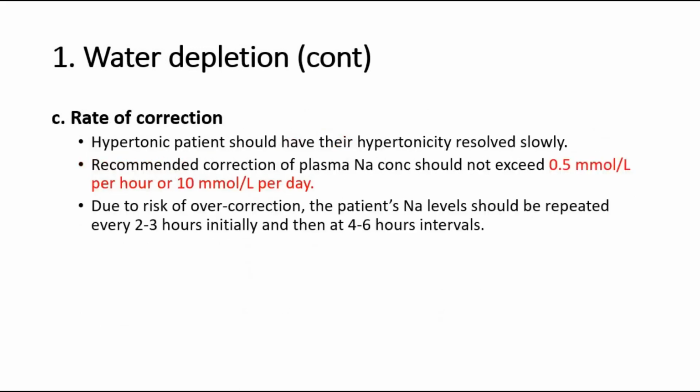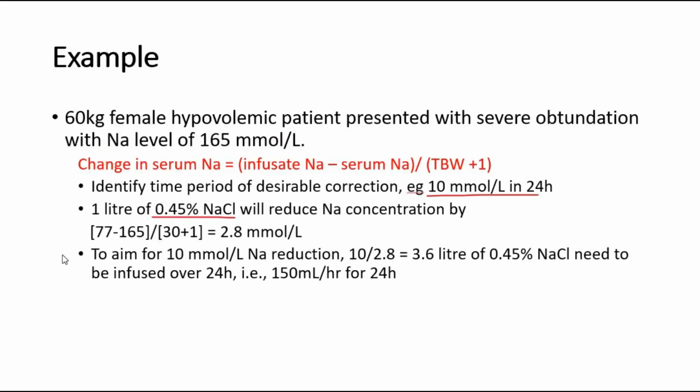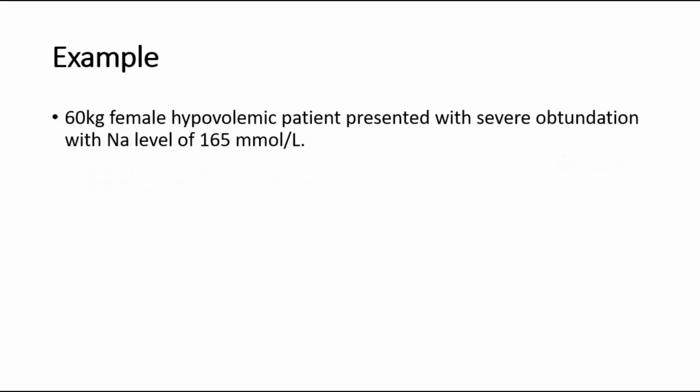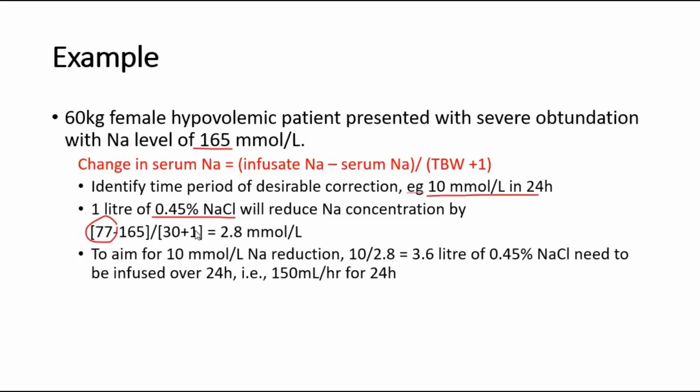So back to this question. Infusate sodium we put 77. Serum sodium is 165 for this scenario. Then divided by total body water plus 1. Look back to this slide. Total body water is current body weight times the fraction. So in this scenario, 60 kilograms times 0.5 for women. That's how we get the 30. So 1 liter of 0.45% NaCl will reduce sodium concentration by 2.8 millimole per liter.